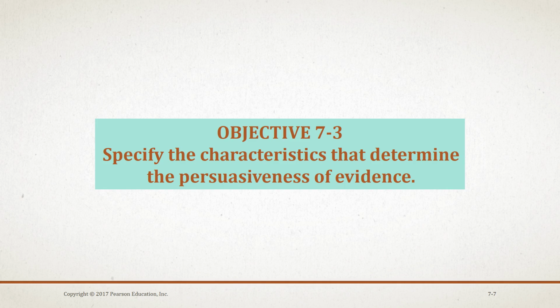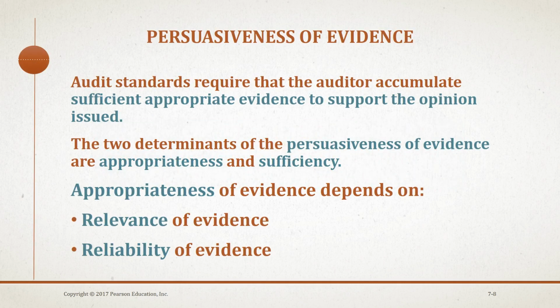The third objective. The third audit objective talks about persuasiveness of evidence. Audit standards require that the auditor accumulate sufficient appropriate evidence to support the opinion being issued. Now, keep in mind, this is not telling us how much evidence to gather, just that you need to gather sufficient appropriate evidence in order to support the opinion being issued.